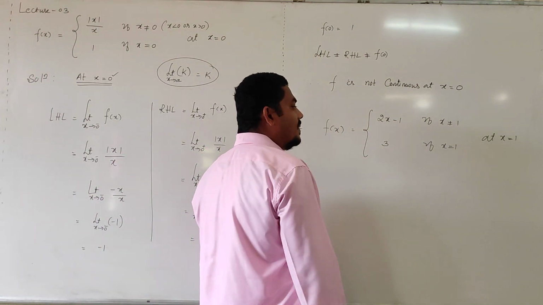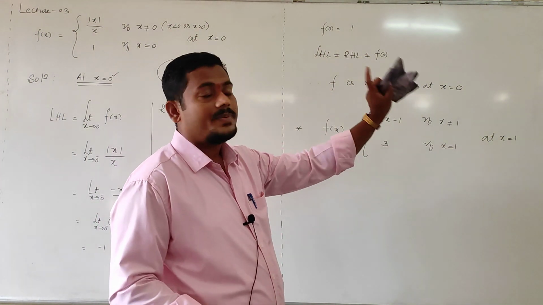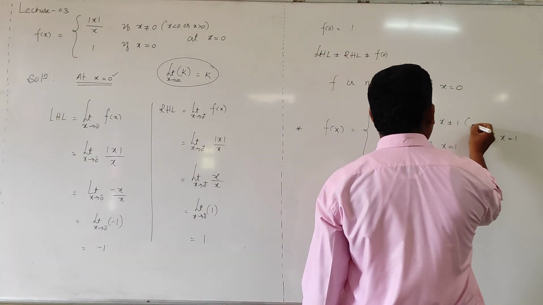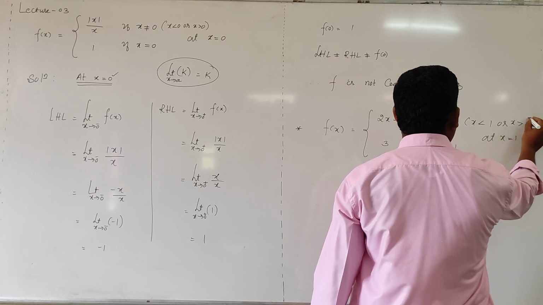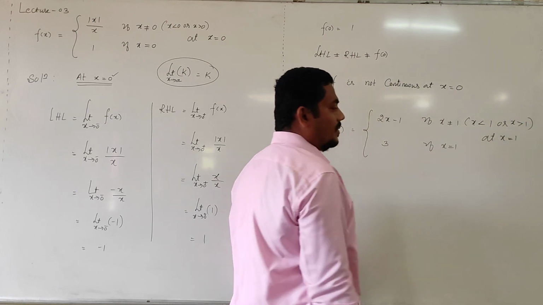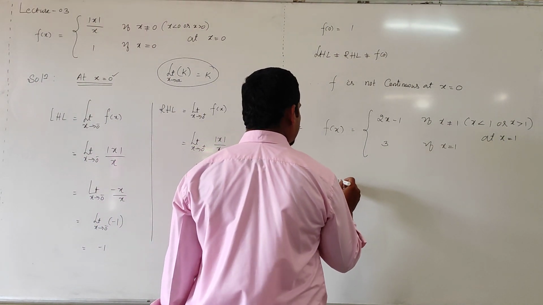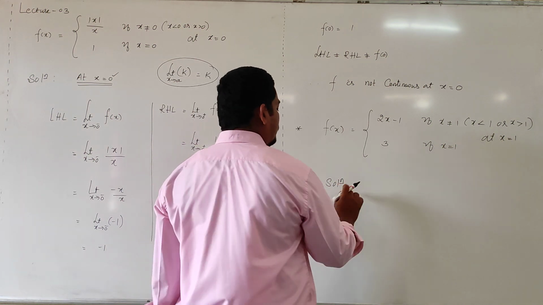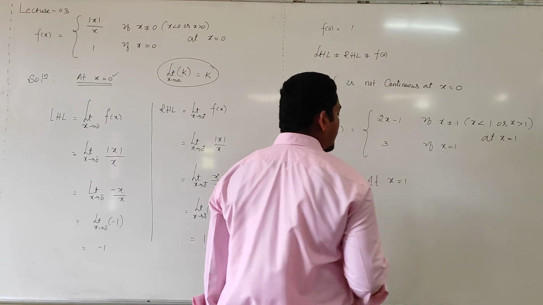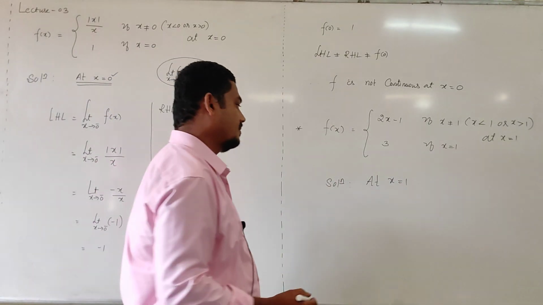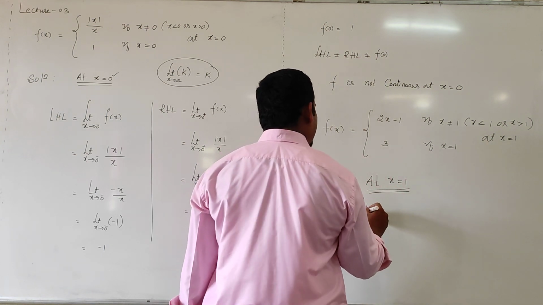Not equal to 1 they have given, means for all the values the function is 2x minus 1 except 1. Means x not equal to 1, x value may be less than 1 or x value may be more than 1. This is the meaning of not equal to 1, right? Then again the same procedure only. Solution: at what point? At x equal to 1 we have to verify the continuity of the function. Just evaluate, same procedure only.